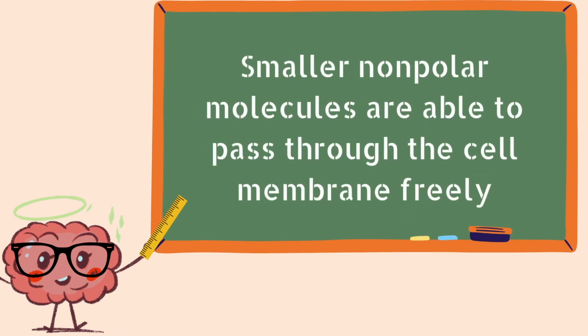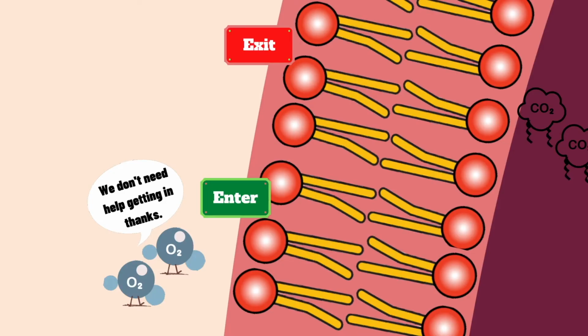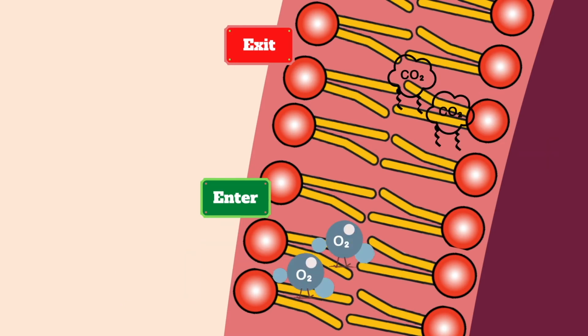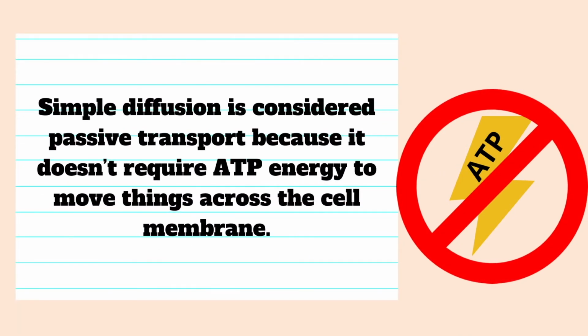During simple diffusion, smaller nonpolar molecules are able to pass through the cell membrane freely. Oxygen and carbon dioxide molecules diffuse in and out of our cells using simple diffusion. Simple diffusion is considered passive transport because it doesn't require ATP energy to move molecules across the cell membrane.